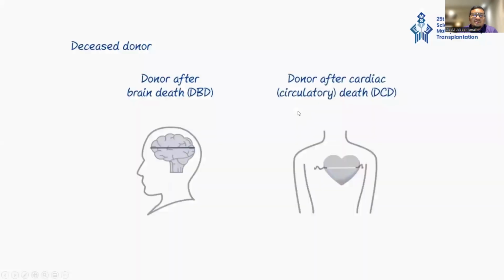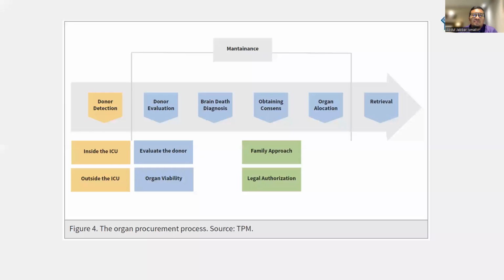So as you all know, we are mainly talking about deceased donor management. Deceased donors are categorized into donor after brain death, DBD, and also donor after cardiac death. This deceased donor management can apply to both, but we will mainly be talking about donor after brain death, and we will discuss a lot about what happens after brain death.